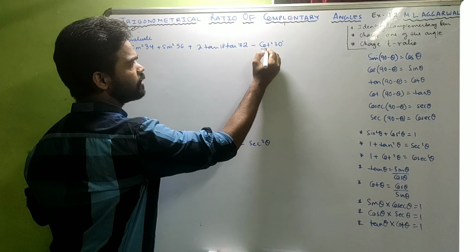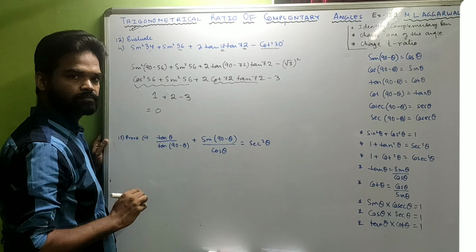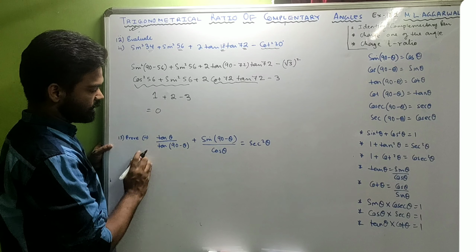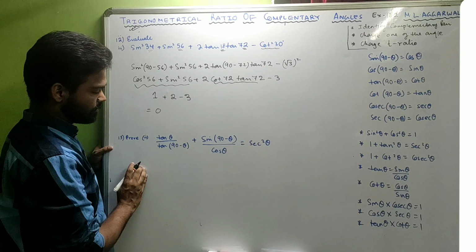Done. Root 3. Now this will be cos square 56, because sin 90 minus theta is cos theta, plus sin square 56 plus twice tan 90 minus theta is cot theta. Am I clear? Root 3 squared is 3. Now look carefully. Sin square theta plus cos square theta, we know it's 1, plus cot and tan are reciprocal, theta is same, so they cancel out. So this will be 2 minus 3, that's 0. Done.